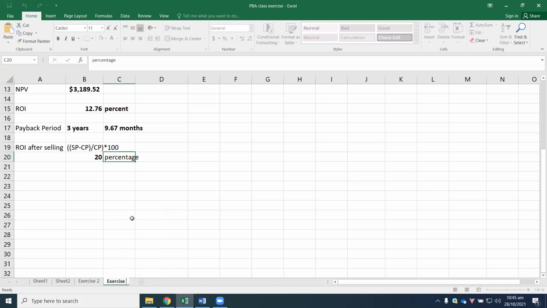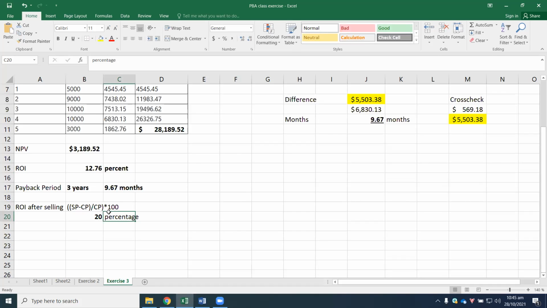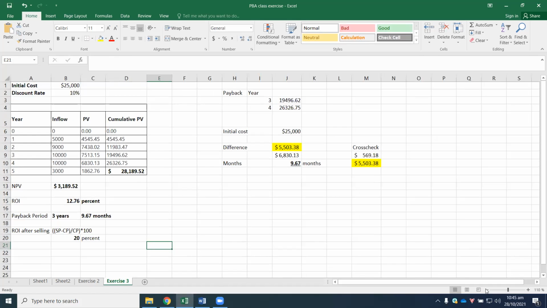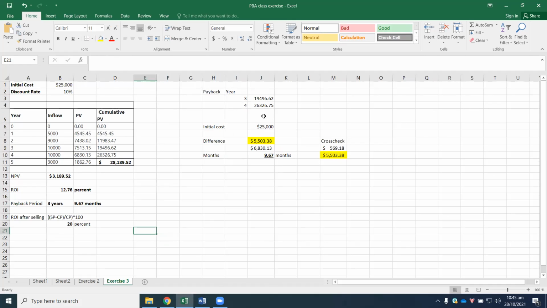All good, everyone? This is pretty simple. Percent, not percentage, percent. So in a nutshell, this is what payback analysis is all about, and you'll get questions similar to what we did in our lecture and tutorial class. And this is where we close the exercise on payback analysis.